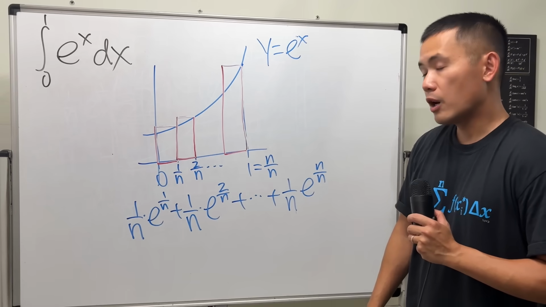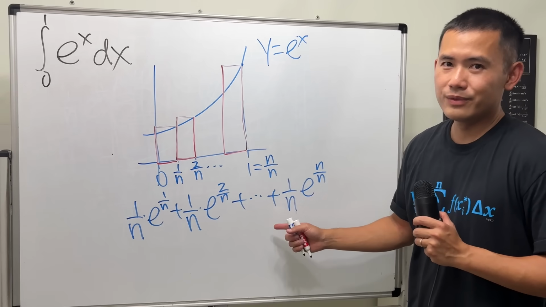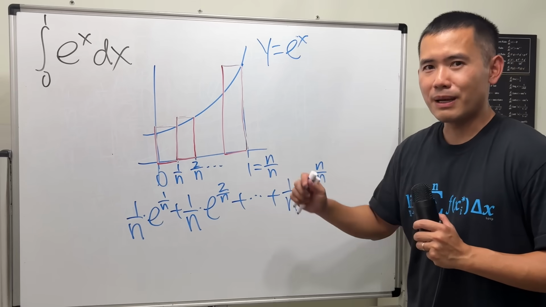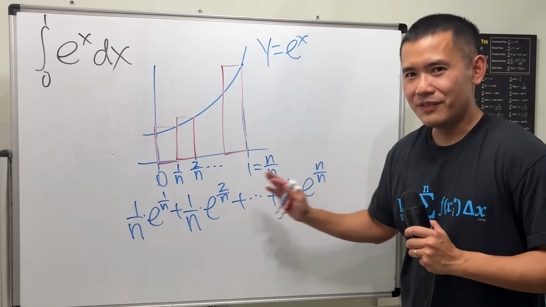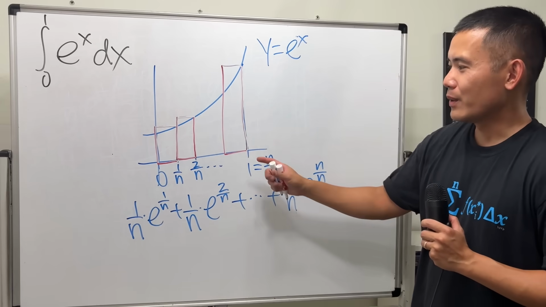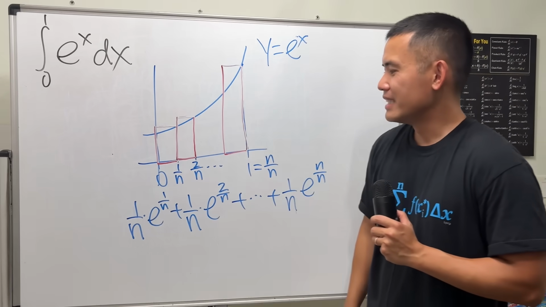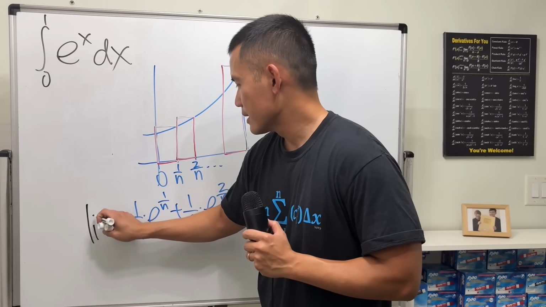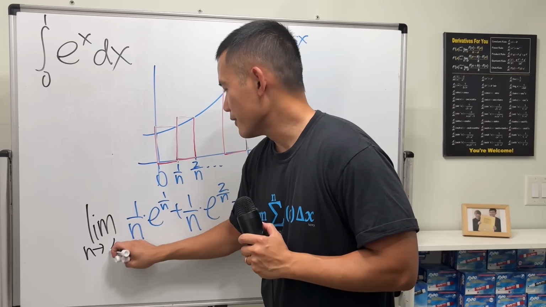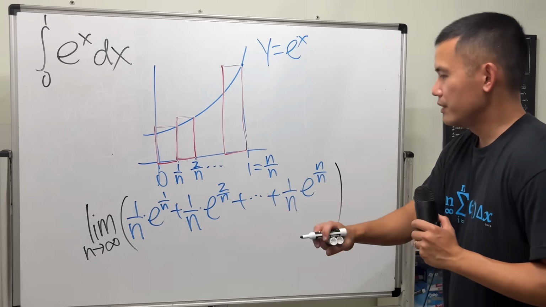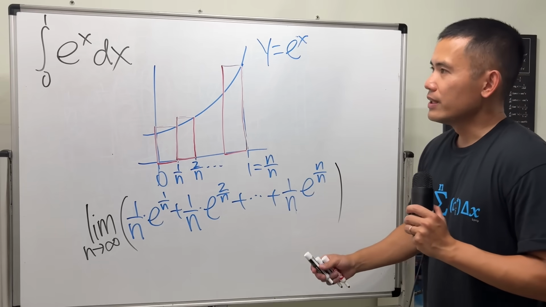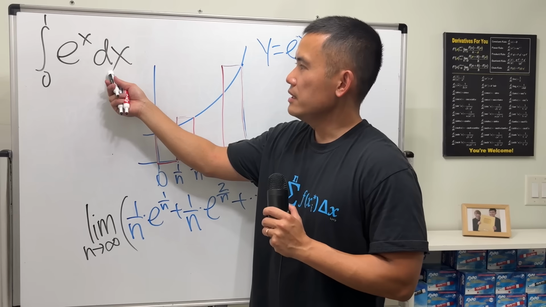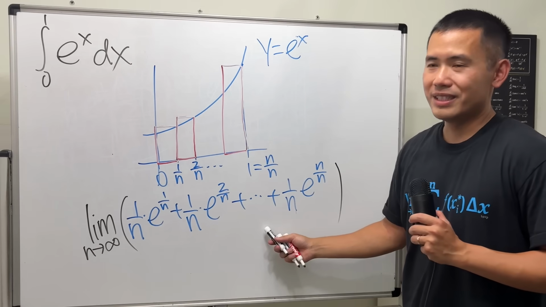And now, how many rectangles do we want? Well, we want to have as many as possible. We want infinity, so that way we can get the whole area. This is the time that we'll take the limit as n goes to infinity of this expression. So now, instead of looking at this integral, we'll be dealing with this limit.